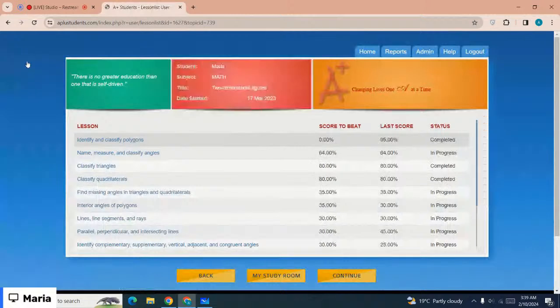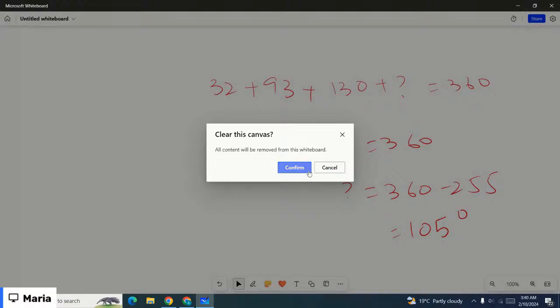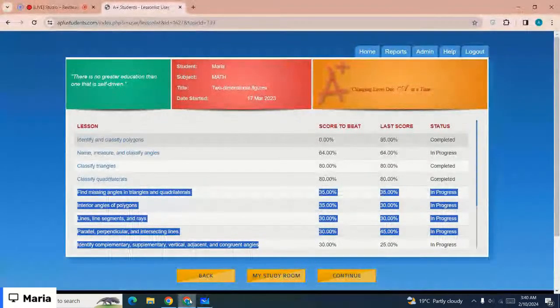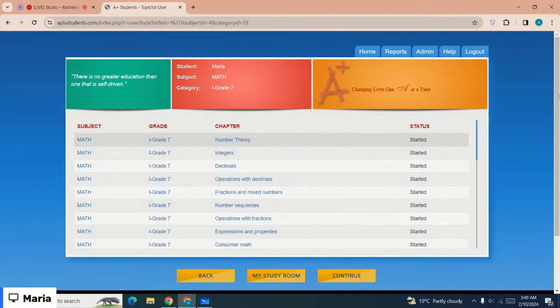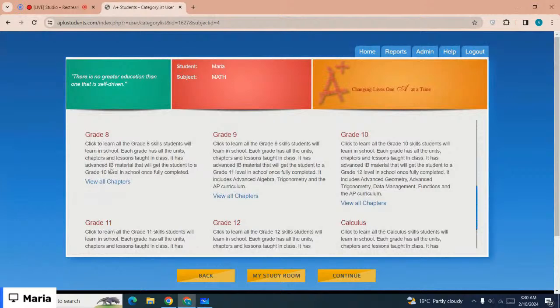We were working on grade 7 math. The chapter we're working on is two-dimensional figures. The lessons we have covered today are find missing angles in triangles and quadrilaterals, interior angles of polygons, line segments and rays, parallel, perpendicular and intersecting lines, identify complementary, supplementary, vertical, adjacent and congruent angles, right? So please make sure before the next session you complete all the practice questions for the lessons we just did. That is your homework until the next session, right?